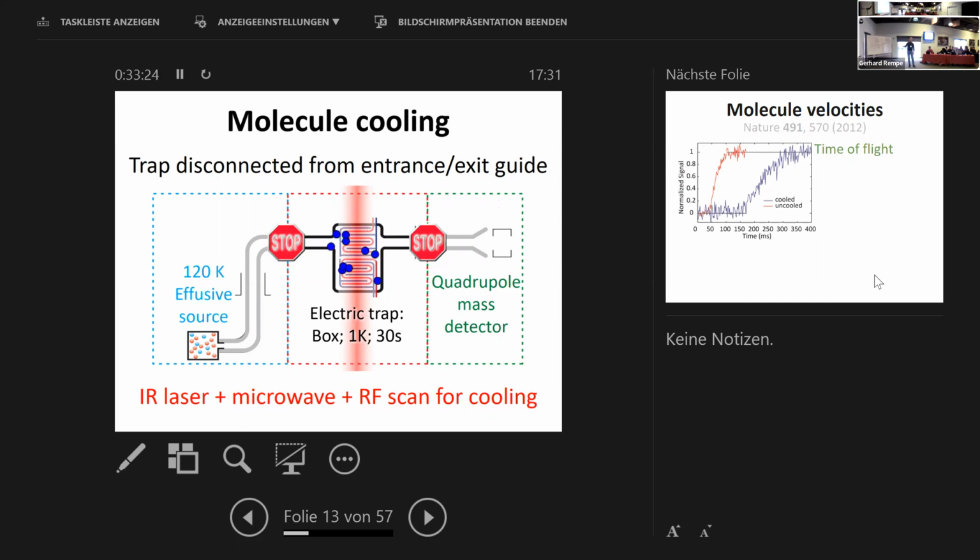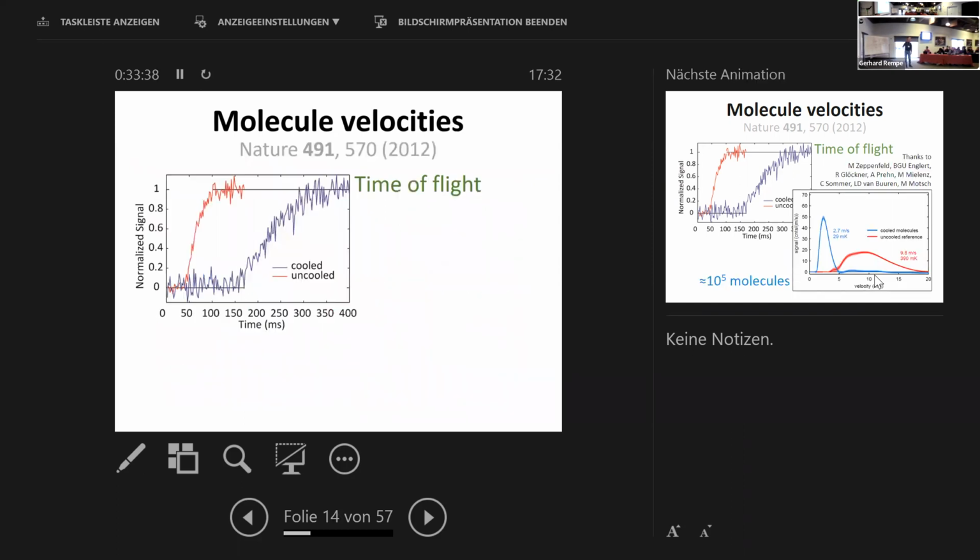We switch to guidance, and then the molecules just come out, and we do time of flight spectroscopy, or time of flight measurement. We see how rapidly molecules come out. From the time of flight, we can determine the velocity. So this is the time of flight signal: time after opening the trap, and this is how many molecules come out in some normalized units.